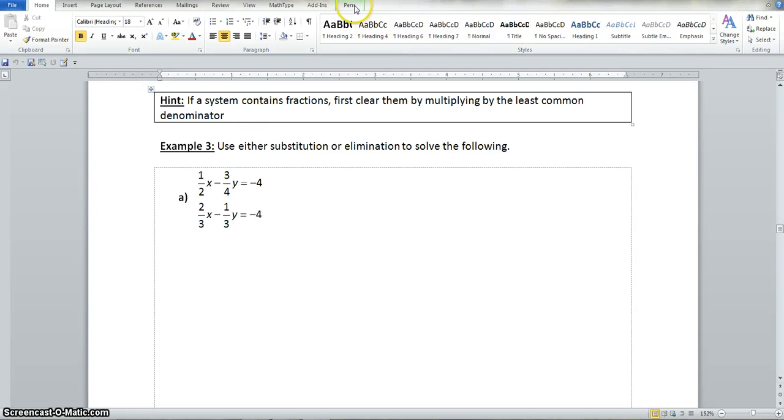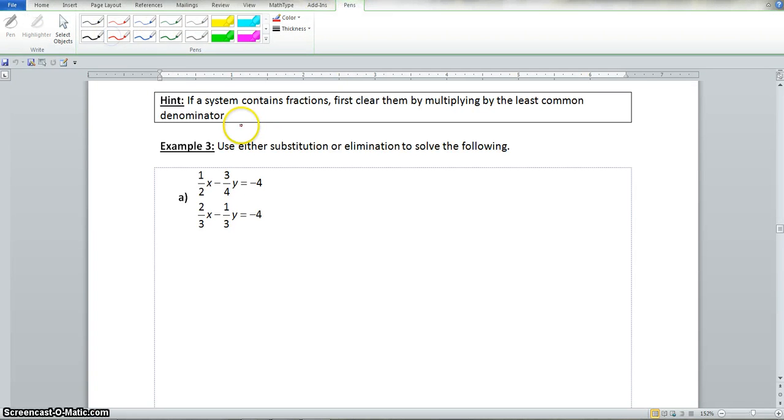Okay, class, picking up where we left off from the last video, we have this hint here. It says if a system contains fractions, first clear them by multiplying by the least common denominator. Example 3, use either substitution or elimination to solve the following. Now we look here. First, let's clear out these fractions.